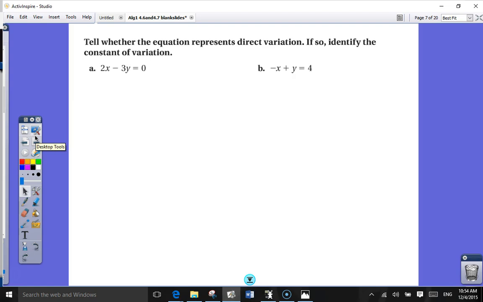Okay, so the first kind of problem is, can we tell whether these are direct variations or not? Well, what did we just say? You can tell whether a linear function is a direct variation if its y-intercept is 0. How can you tell if the y-intercept is 0? It's not in slope-intercept form. You could solve for y and then see what you get, right? That's actually what they do in this book. So let's say I solved the first one for y. What would I do first? Subtract the 2x. Now I have negative 3y equals negative 2x.